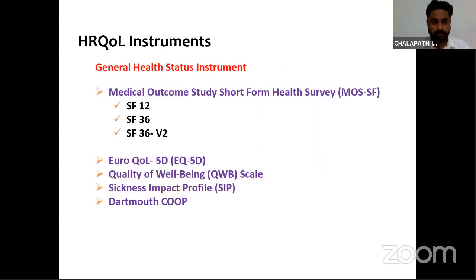Here you can see, when you look into general health status, we have different scales like the MOS SF. I hope the majority of you might have heard of SF12, SF36, and SF36 version 2. It is the Medical Outcomes Study Short Form survey. SF12 has 12 questions. SF36 is the advanced version; there are 36 questions, and they have a version 2 of SF36. Another one is EuroQol, EQ-5D, another is Quality of Well-Being, and Sickness Impact Profile, Dartmouth COOP. These are all different generic measures which are not related to any disease, just to know what the patient experiences right now, what the health related quality of life is.